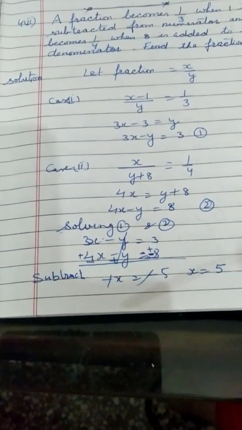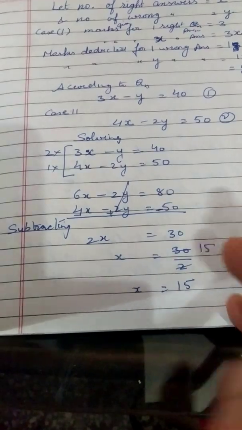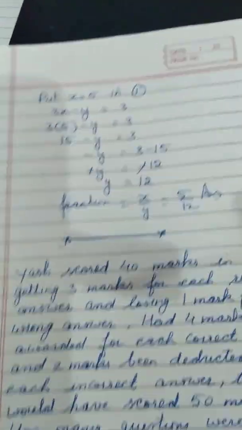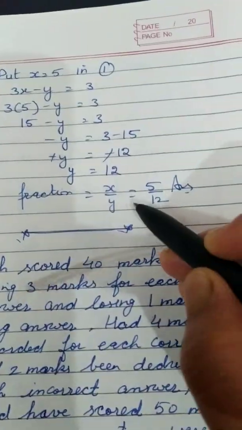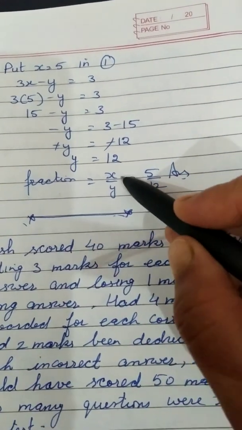Now I am solving this by elimination method. By solving this by elimination method, I get the values of x and y. X I have got 5 and y I have got 12. Then fraction is x upon y, it is 5 by 12.